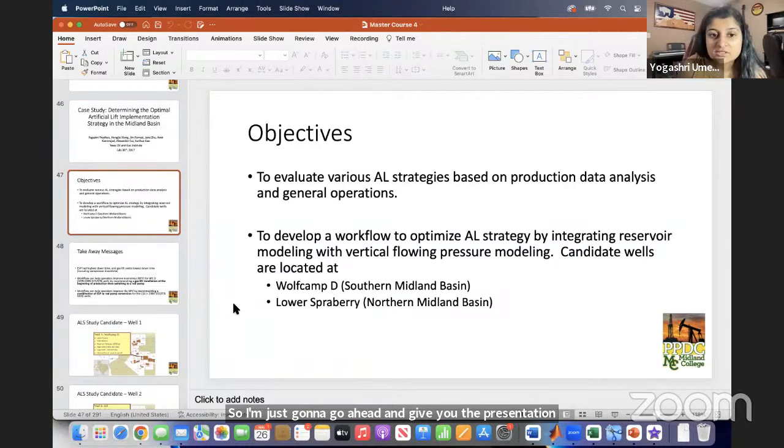The objective of this study was to evaluate various artificial lift strategies based on production data analysis and general operations. This was also to generate a workflow to optimize artificial lift strategy by integrating reservoir modeling with vertical flowing pressure modeling. For those of you who are not familiar, the candidate wells are located in a gassy region in the southern Midland Basin called the Wolfcamp D Formation, and then the northern Midland Basin Lower Sprayberry Formation.